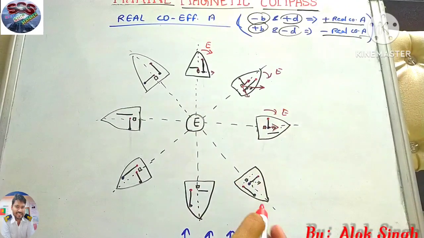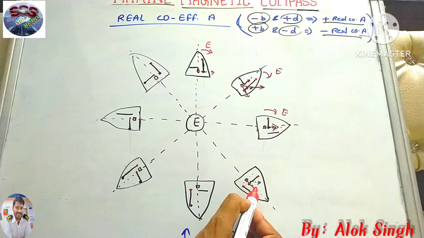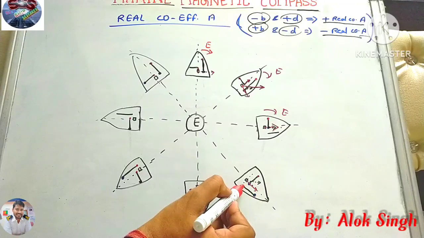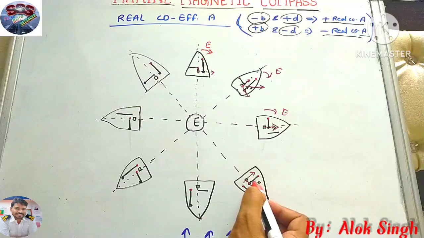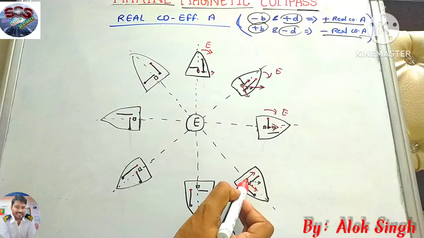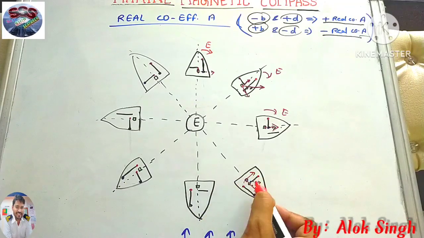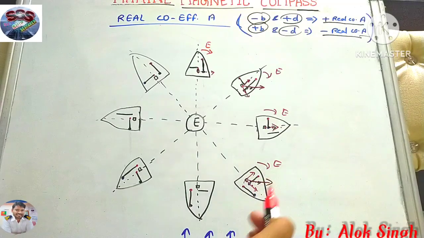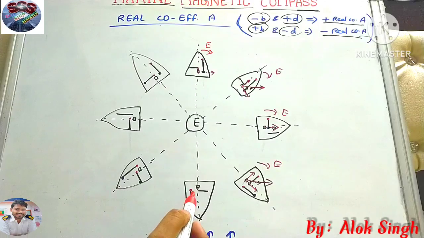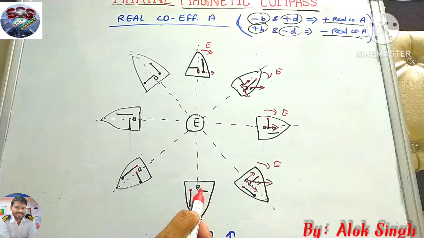So the deviation is easterly. If you see here, this blue end is here, so it will try to attract here, and this red end is here and the needle's red is here, so it will try to repel it. So one component is here, the other component is here, so the resultant will be somewhere here. So the deviation is easterly. Here this red end is here and this is neutral.